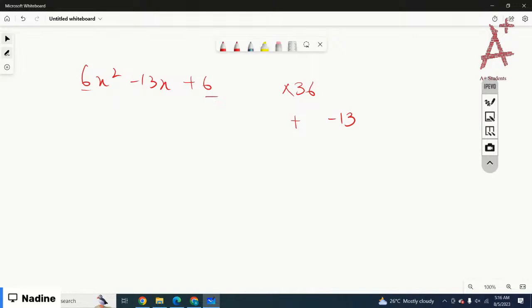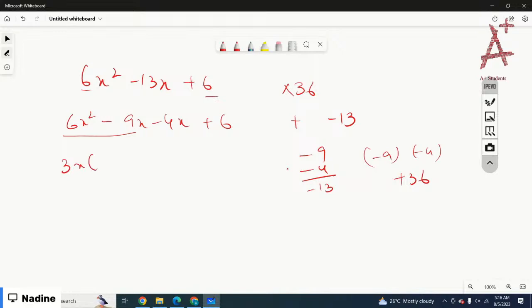9 and 4. 9 times 4 is 36, negative 9 and negative 4. When you add, they make negative 13, and negative 9 times negative 4 is positive 36. So it would be 6x square minus 9x minus 4x plus 6. From here you can take 3x common, that would be 2x minus 3. From here you can take minus 2 common, so it would be 2x minus 3. So 2x minus 3 is a common factor, and the other one is 3x minus 2, right?